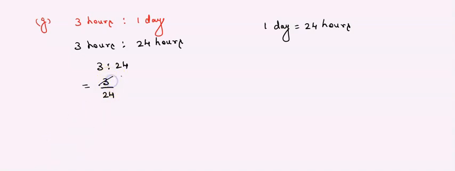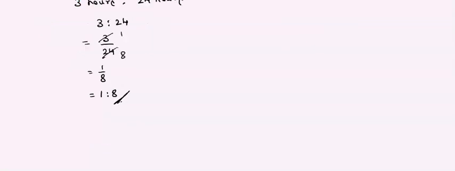3 tables, right? Very good. 3 ones are 3. 3 8s are 24. The final step is 1 by 8. 1 by 8 also can be written as 1 is to 8. That's it. So we have done option G. Now let me solve one more option. Option number H. Is this clear?